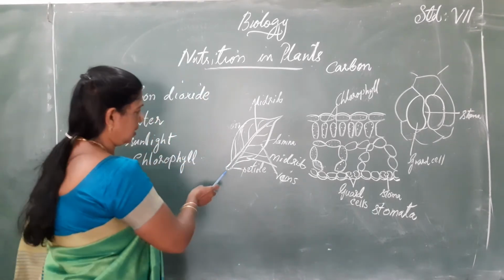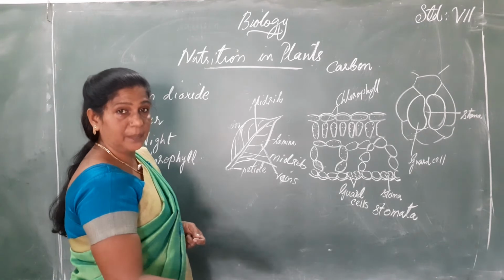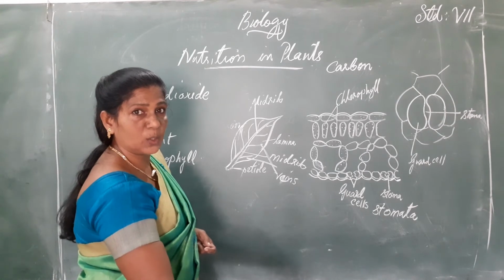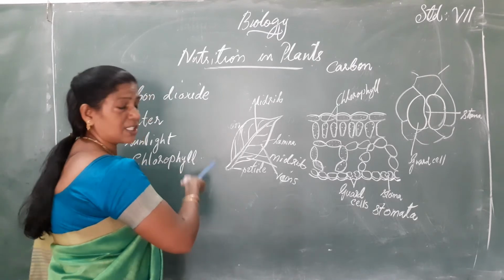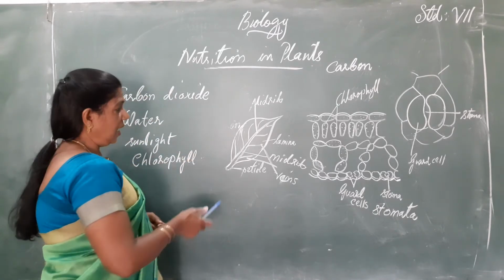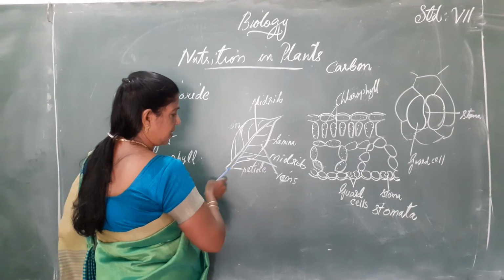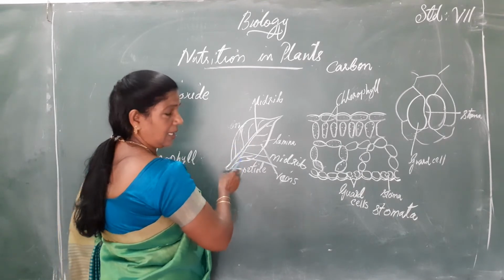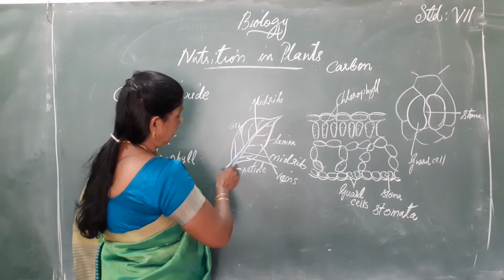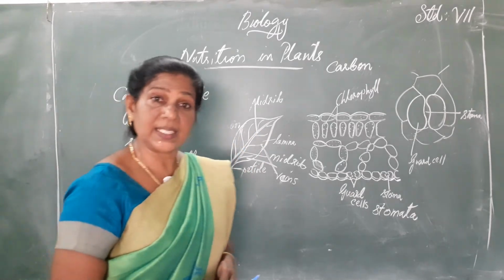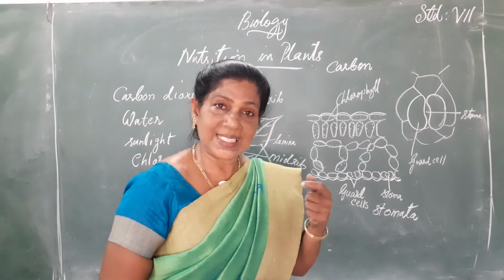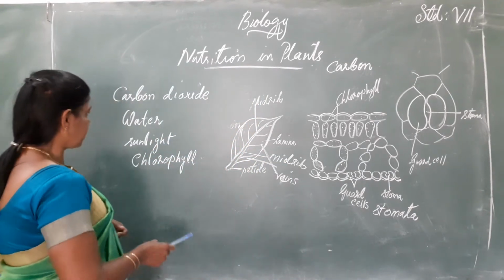First the roots absorb the water. From the roots it passes into the stem. From the stem it passes into the leaves. And inside the leaves, the water and minerals are made available to the plant through the veins present in the leaves. This is how water is available to the plants.